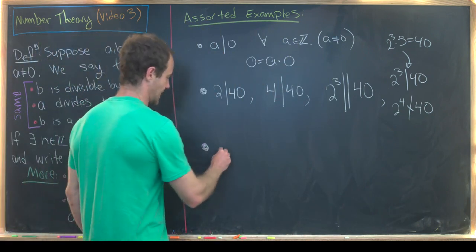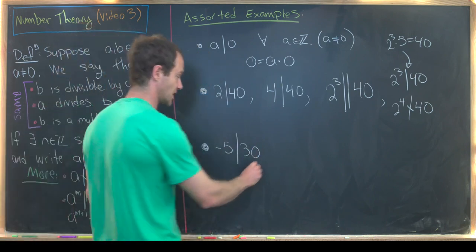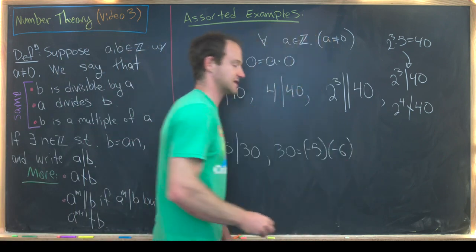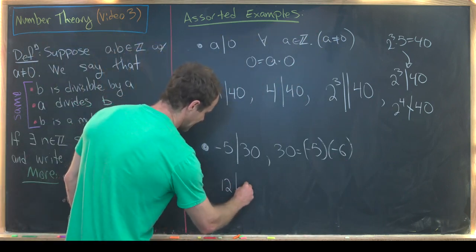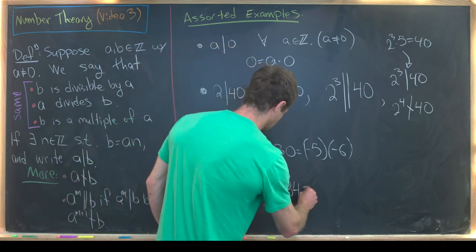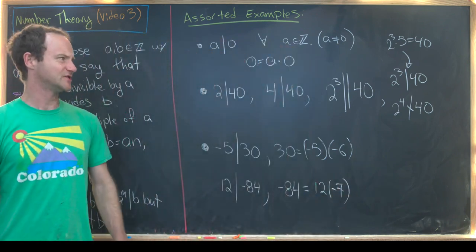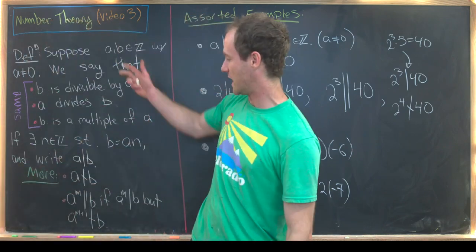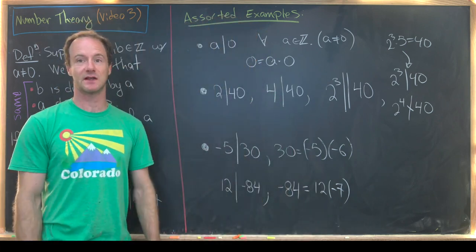Okay, well, we can also work with negative numbers. So maybe we could say negative 5 divides 30, and that's because 30 can be written as negative 5 times negative 6. Furthermore, 12 divides negative 84, because negative 84 is equal to 12 times negative 7. Okay, so as you can see, these examples are fairly simple, but I think it's nice to have a careful way to talk about divisibility.